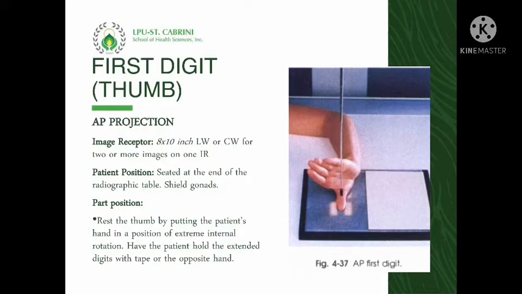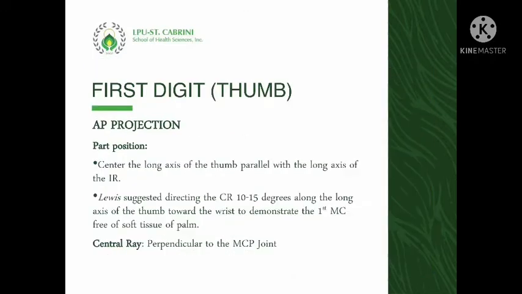To position the first digit in AP projection, rest the posterior aspect of the thumb against the IR by putting the patient's hand in a position of extreme internal rotation. The extended digits should be held by the patient with his opposite hand or with tape, so that the long axis of the thumb is parallel with the long axis of the image receptor. The central ray is directed perpendicularly to the first MCP joint.